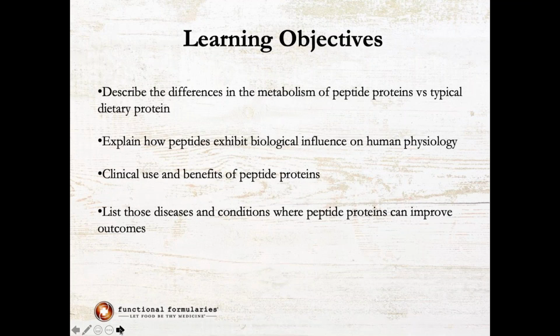We have these learning objectives for you today. First, understand the differences in the metabolism of peptide proteins versus intact protein sources. Then explain how peptides have very unique biological influences on our health. List the clinical uses and benefits of peptide proteins, as well as those diseases, conditions, and areas of medicine where peptides can improve clinical outcomes.